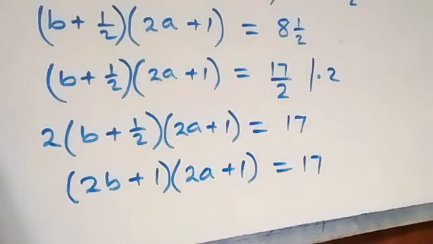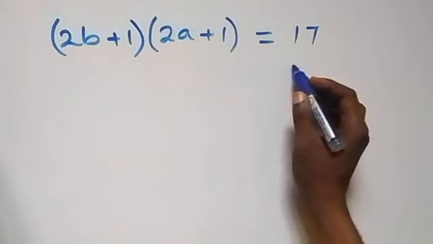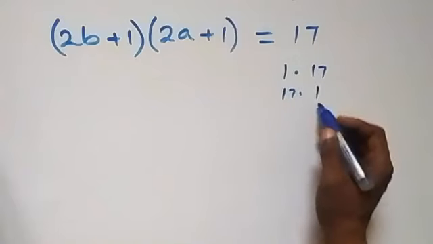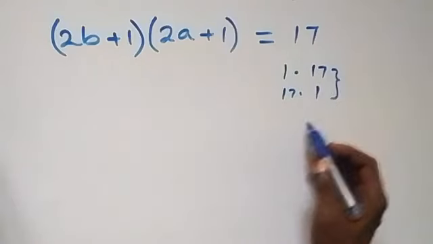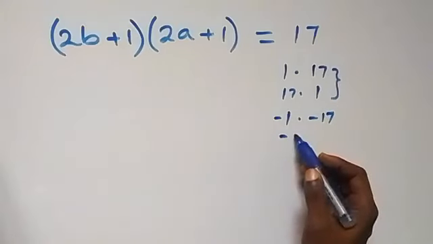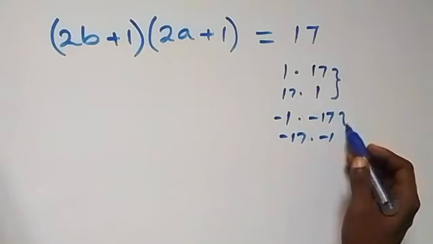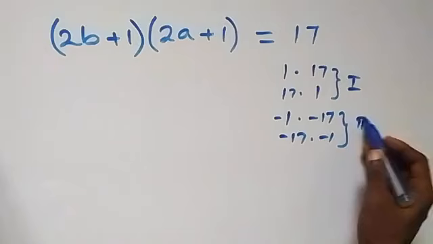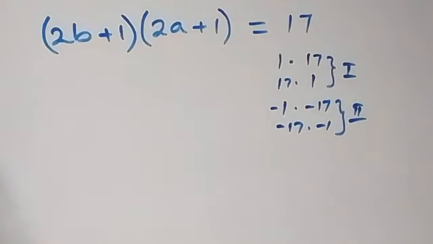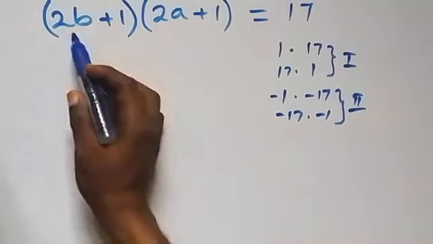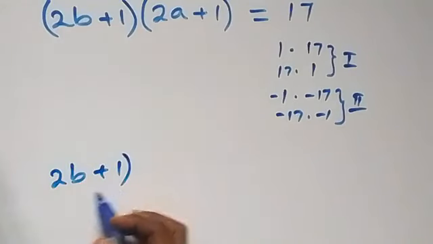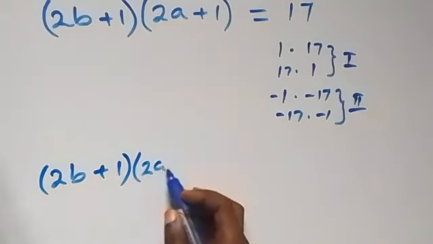Then from what we have here, 17 can be written as 1 times 17 or 17 times 1. That's the first case. And also we can write it as minus 1 times minus 17 or minus 17 times minus 1. This is the second case. So we have the first and the second case. Now, from the first case, we can say that 2b plus 1 is equal to 1, multiplied by 2a plus 1.